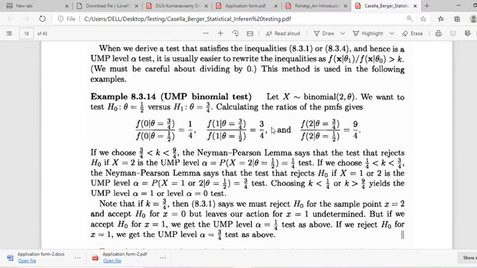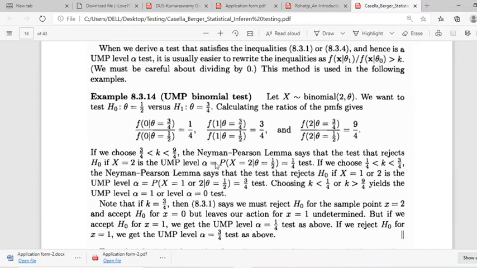then 9 by 4 is greater than k. That means this is the case only. For the rejection region we have to take x equal to 2 only. So 9 by 4 greater than k means f1 by f0 greater than k. If we select k such that 3 by 4 less than k less than 9 by 4, then f1 by f naught equal to 9 by 4 is greater than k. That is possible only when x equal to 2. So the rejection region taken is x equal to 2.